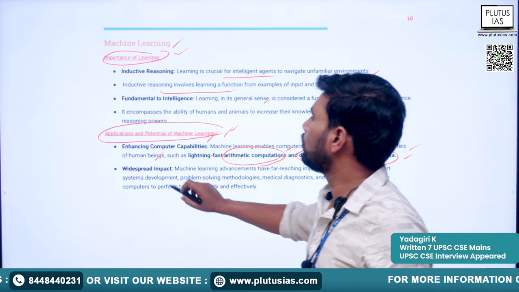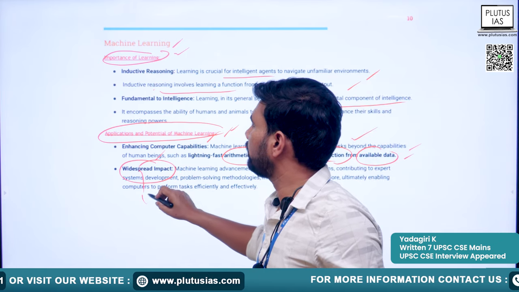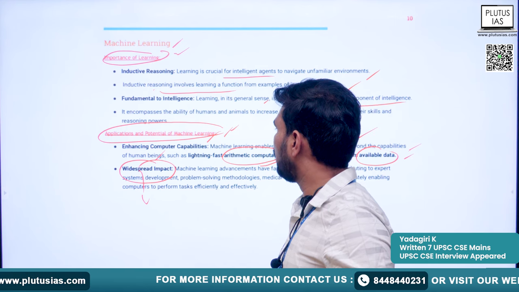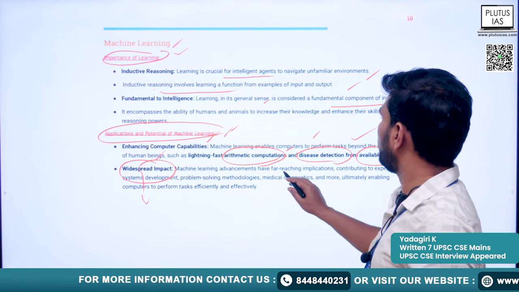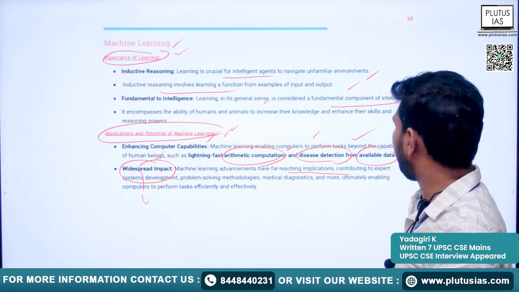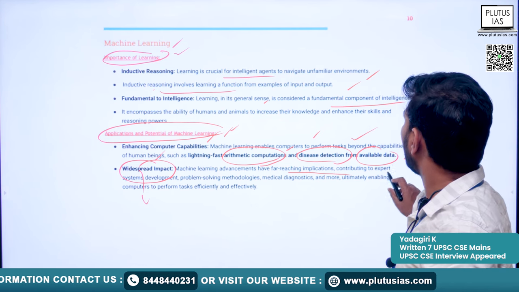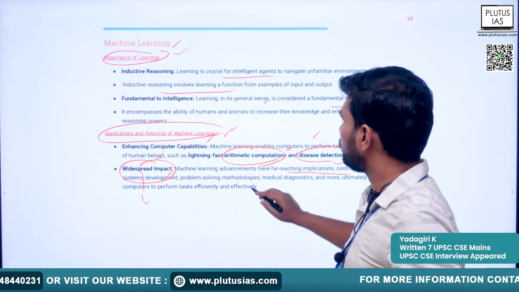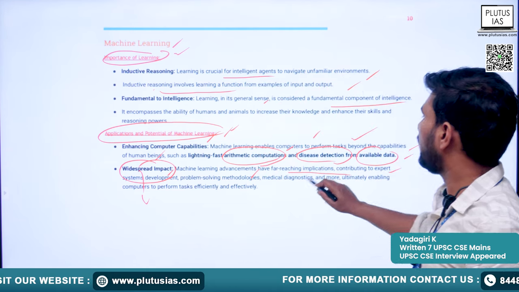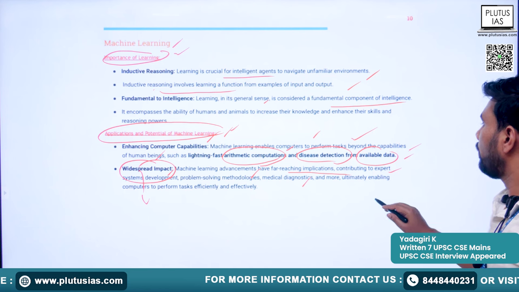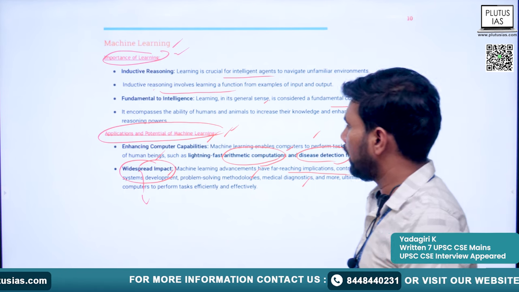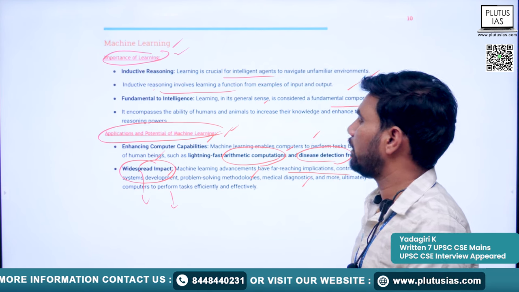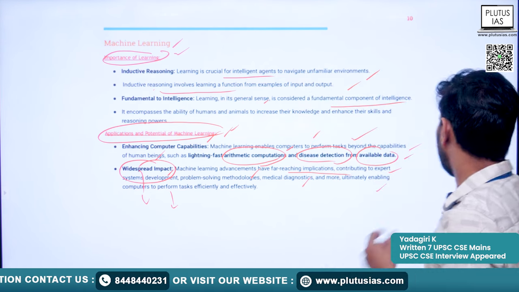Right. So it is going to have a widespread impact when we incorporate machine learning in computers. So they have far-reaching implications, contributing to expert systems development, problem-solving methodologies, medical diagnostics, and more. Ultimately, enabling computers to perform tasks efficiently and effectively. So these are the advantages of machine learning.